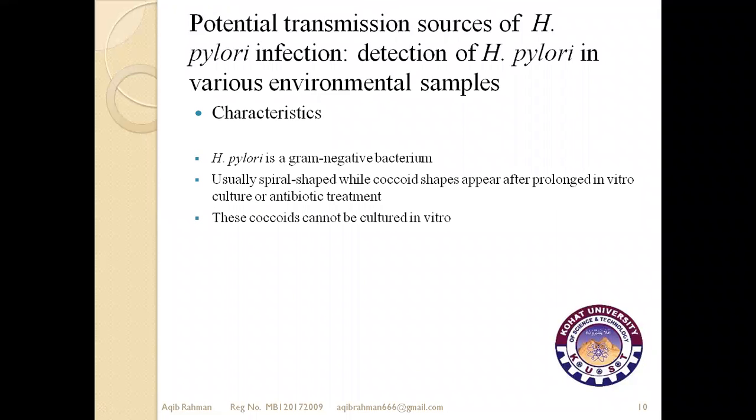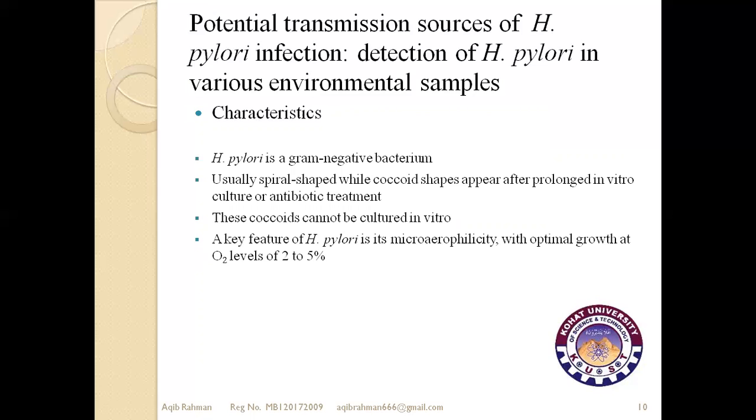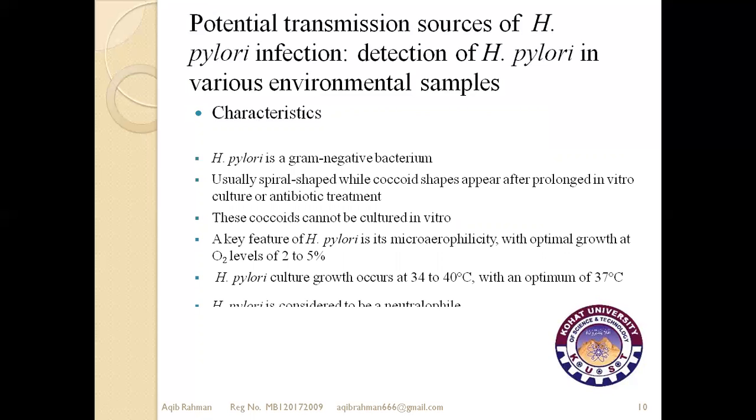These coccoids cannot be cultured in vitro or in the lab because it is a temporary structure of H. pylori which is gained by the treatment of antibiotics. A key feature of H. pylori is its microaerophilicity with optimum growth at oxygen level of 2 to 5%. H. pylori culture occurs at 34 to 40 degrees centigrade with an optimum of 37 degrees centigrade. H. pylori is considered to be a neutrophile.